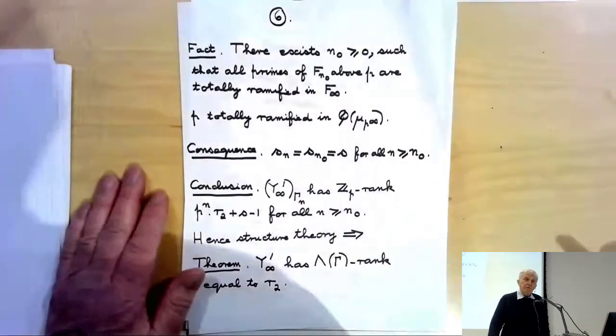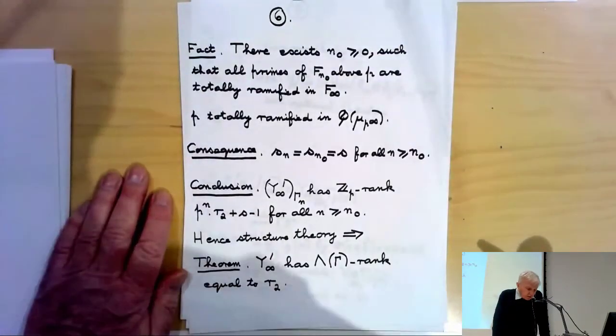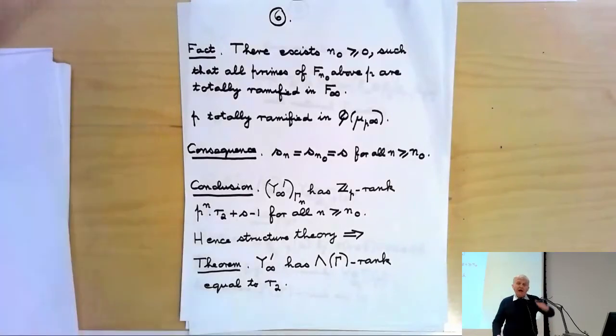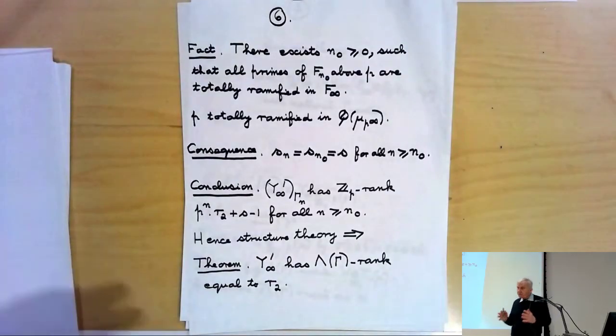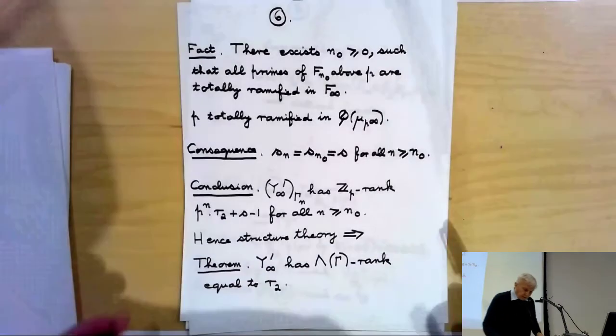Now let's also remember this totally elementary fact: there exists some integer n naught such that from F_n naught onwards, all primes above P are totally ramified in F infinity. This is clear because P is totally ramified in the extension Q(mu_P infinity). This is one of the first results we prove about cyclotomic fields. And so when you translate by a finite extension, you end up knowing that at least from some point onwards, all primes are totally ramified.